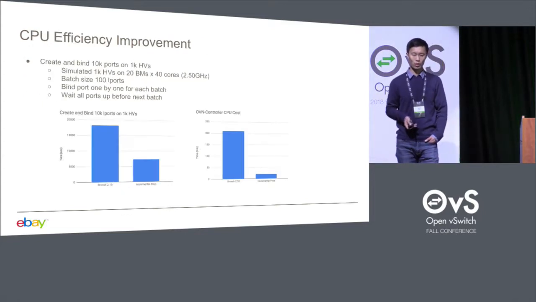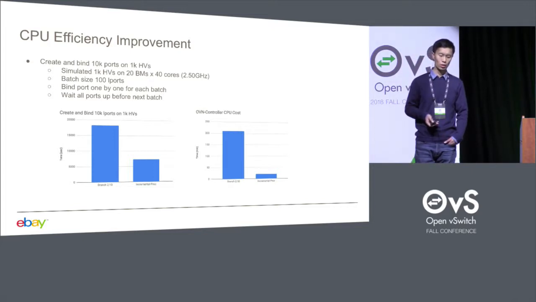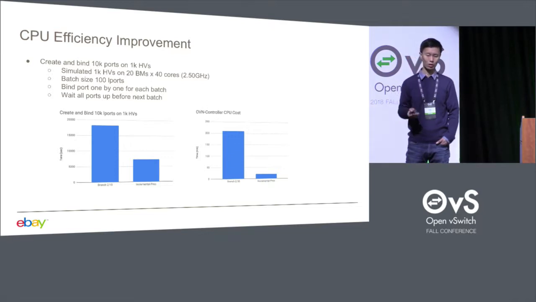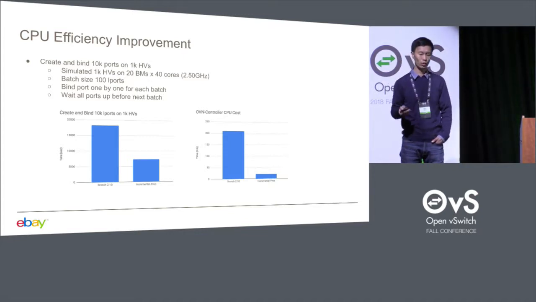So let's look at the results. The first thing is the CPU efficiency improvement. We ran the test in the scalability testing simulation environment. We used 20 bare metals to simulate 1,000 hypervisors, each one with 40 cores.